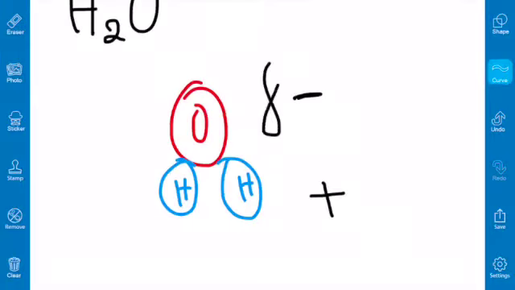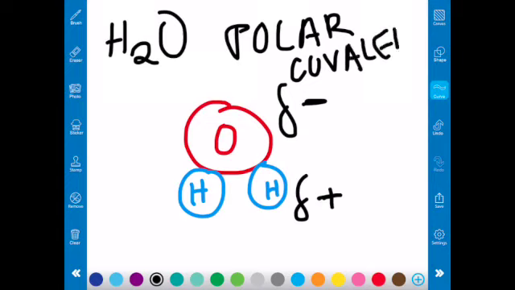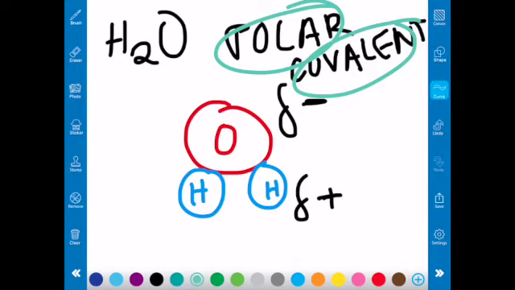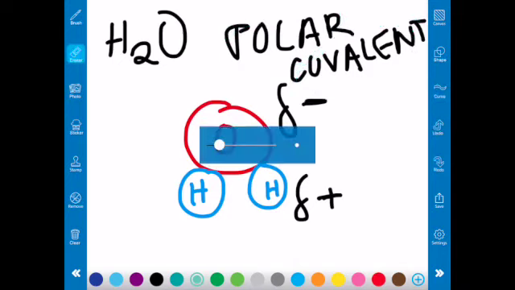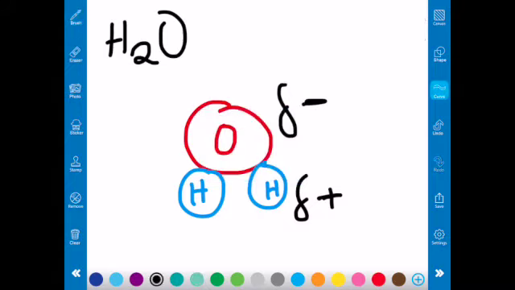Because they're temporary, they're not set in stone, right? Because the electrons are moving around. So another thing to remember about water is that it is polar covalent, right? Now, polar covalent basically means polar because it is unequal, the sharing of electrons, and covalent is because the electrons are being shared. Now, we can go into some of the properties of water.